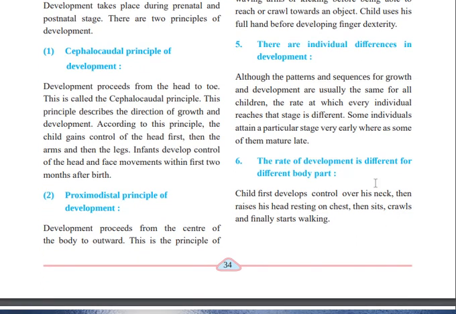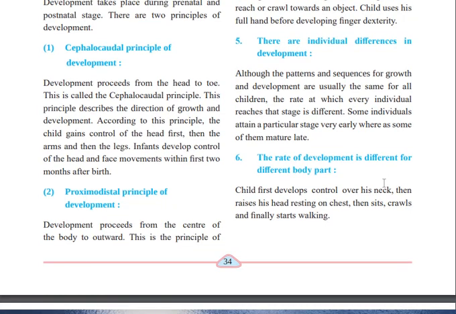The rate of development is different for different body parts. If you see the human body, there are various parts, so the development of each is different. A child first develops control over his neck. As I said before, like in cephalocaudal, the child first gets full control over his neck, and then raises his head resting on the chest, sits, crawls and finally starts walking.